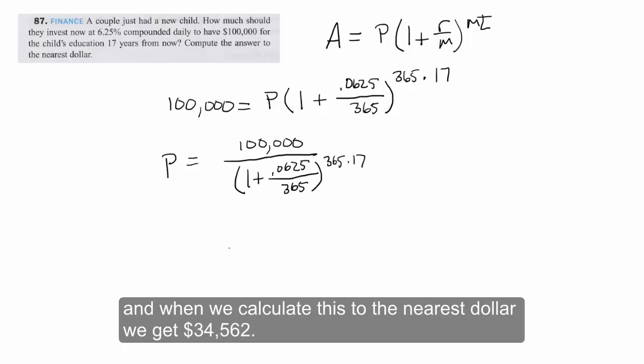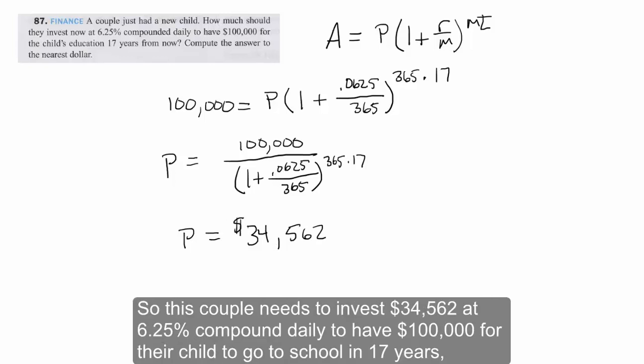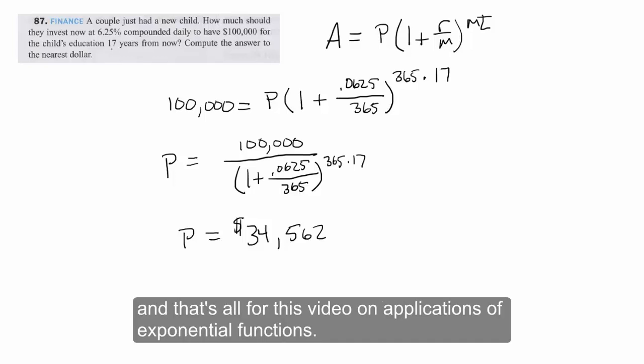And when we calculate this to the nearest dollar, we get $34,562. So this couple needs to invest $34,562 at 6.25% compounded daily to have $100,000 for their child to go to school in 17 years. And that's all for this video on applications of exponential functions.